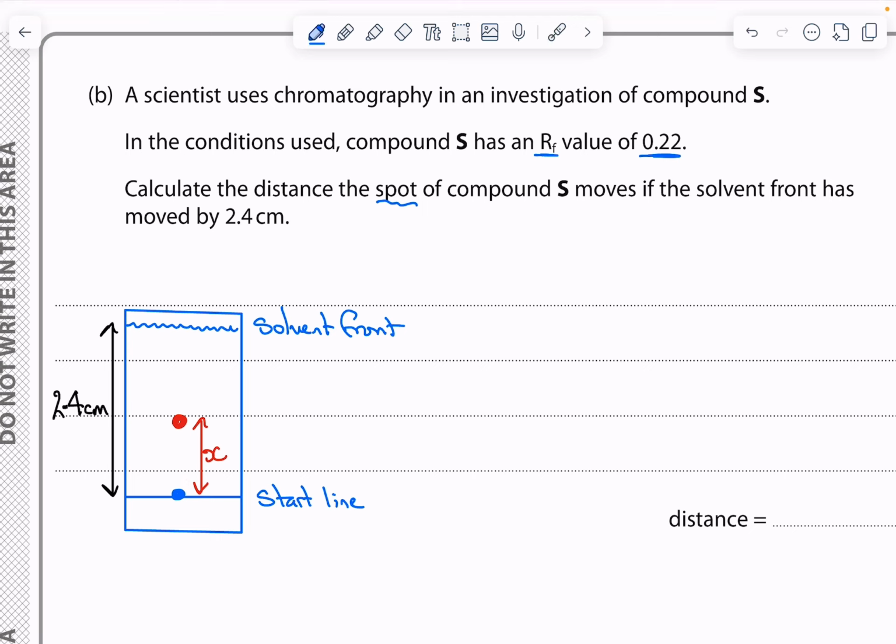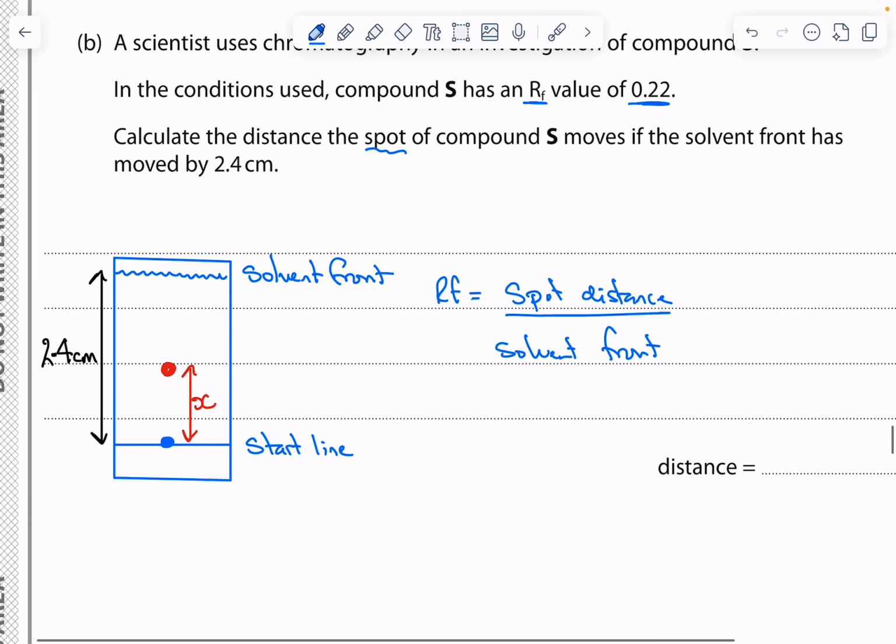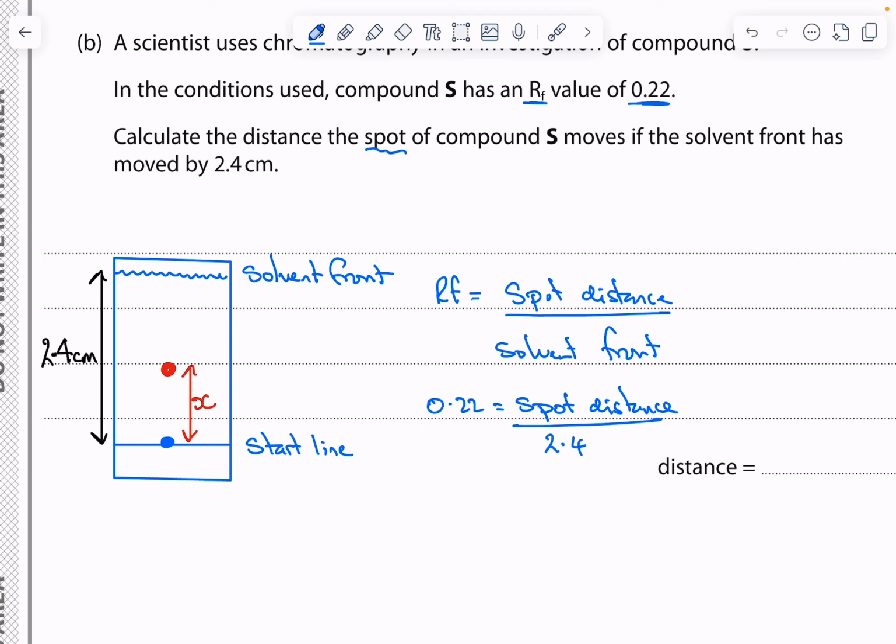Now, if you remember, the equation for this is that RF equals, I'm going to shorten it down to the spot distance, so how far the spot has traveled, divided by how far the solvent front has traveled. So in this case, my RF value is 0.22. My spot distance is what I am trying to find, and then I'm dividing that by the solvent front, which is 2.4 centimeters. Now, if you're in maths, what you would do here is we need to get the spot distance without the number 2.4 underneath it.